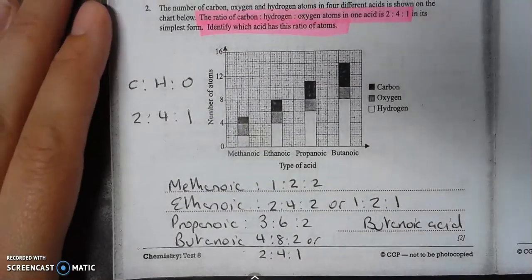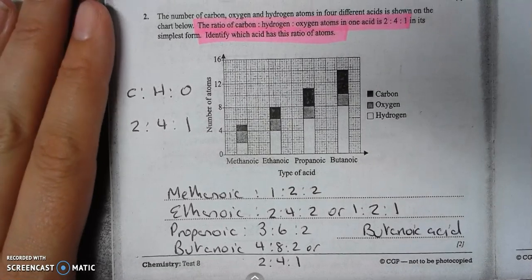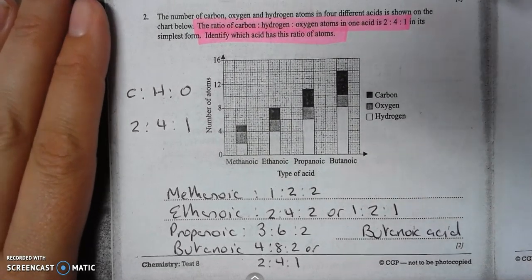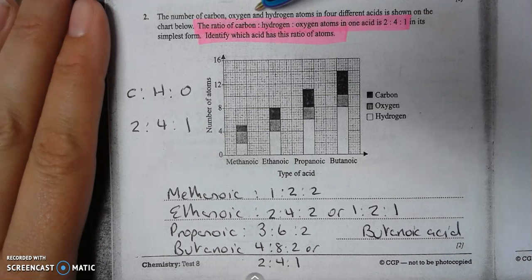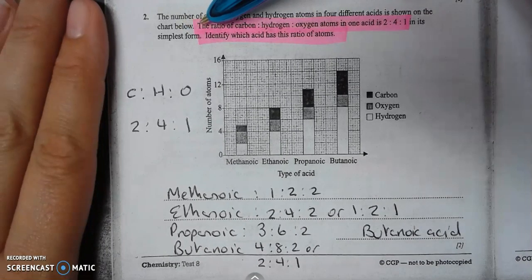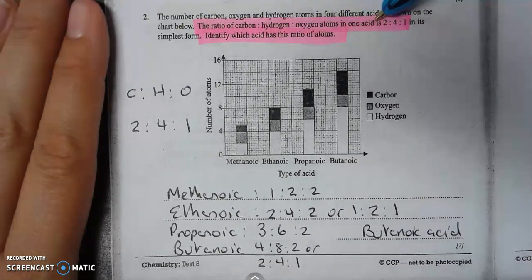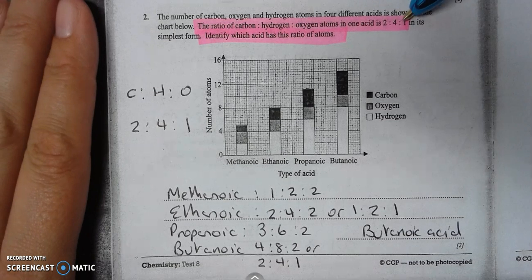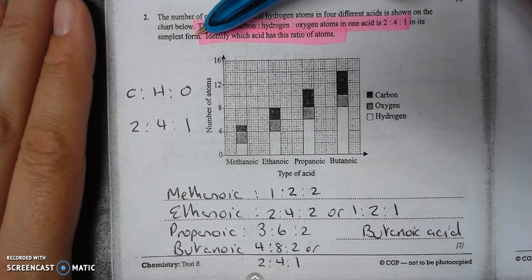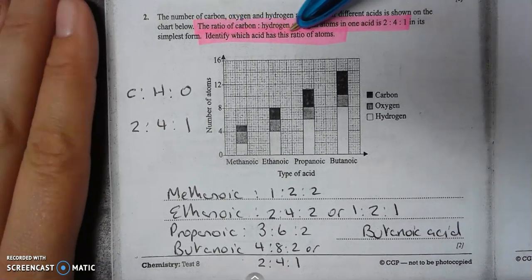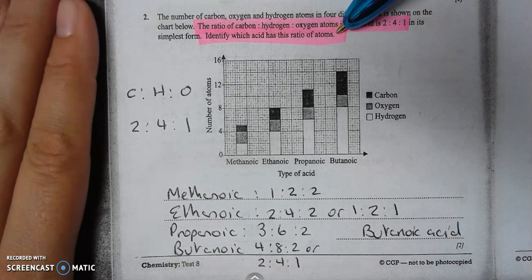Now this one is quite a nice little question because it is asking you to look at ratios. The number of carbon, oxygen and hydrogen atoms in 4 different acids is shown on the chart below. The ratio of carbon, hydrogen, oxygen atoms in one acid is 2:1 in its simplest form. Identify which acid has this ratio of atoms.